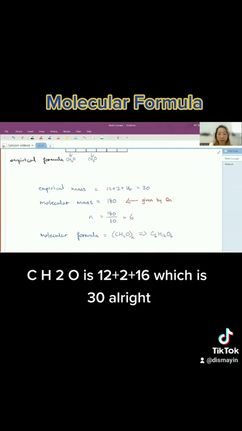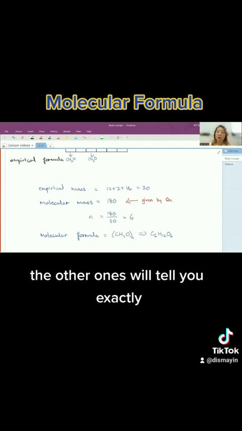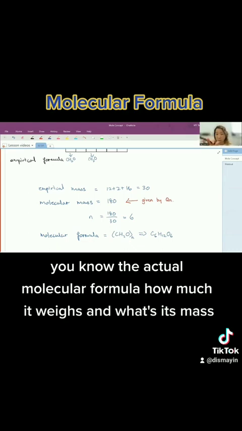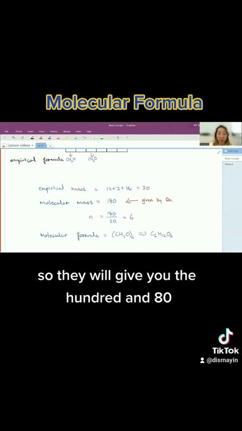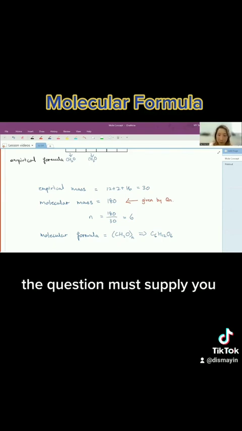CH2O is 12 plus 2 plus 16, which is 30. Alright, the molecular mass will be a number given to you by the question. The questions will tell you exactly the actual molecular formula, how much it weighs and what its mass is. So they will give you the 180. That one you cannot come up with yourself. The question must supply you.